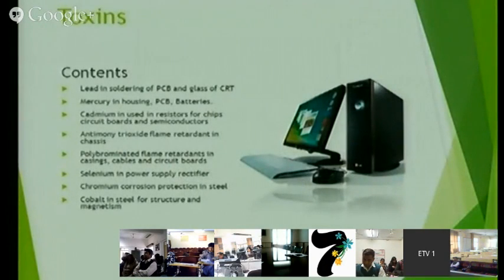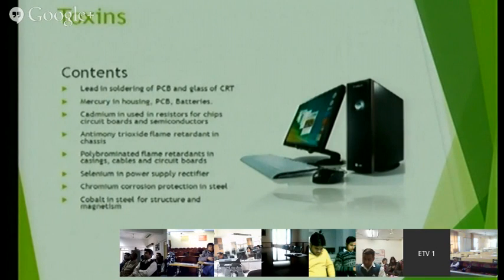Another toxin is cadmium, found in resistors for chips, circuit boards, and semiconductor devices. Since these computers are electronic devices and they use all of these semiconductors, there are some traces of cadmium, which again very badly affects human life.